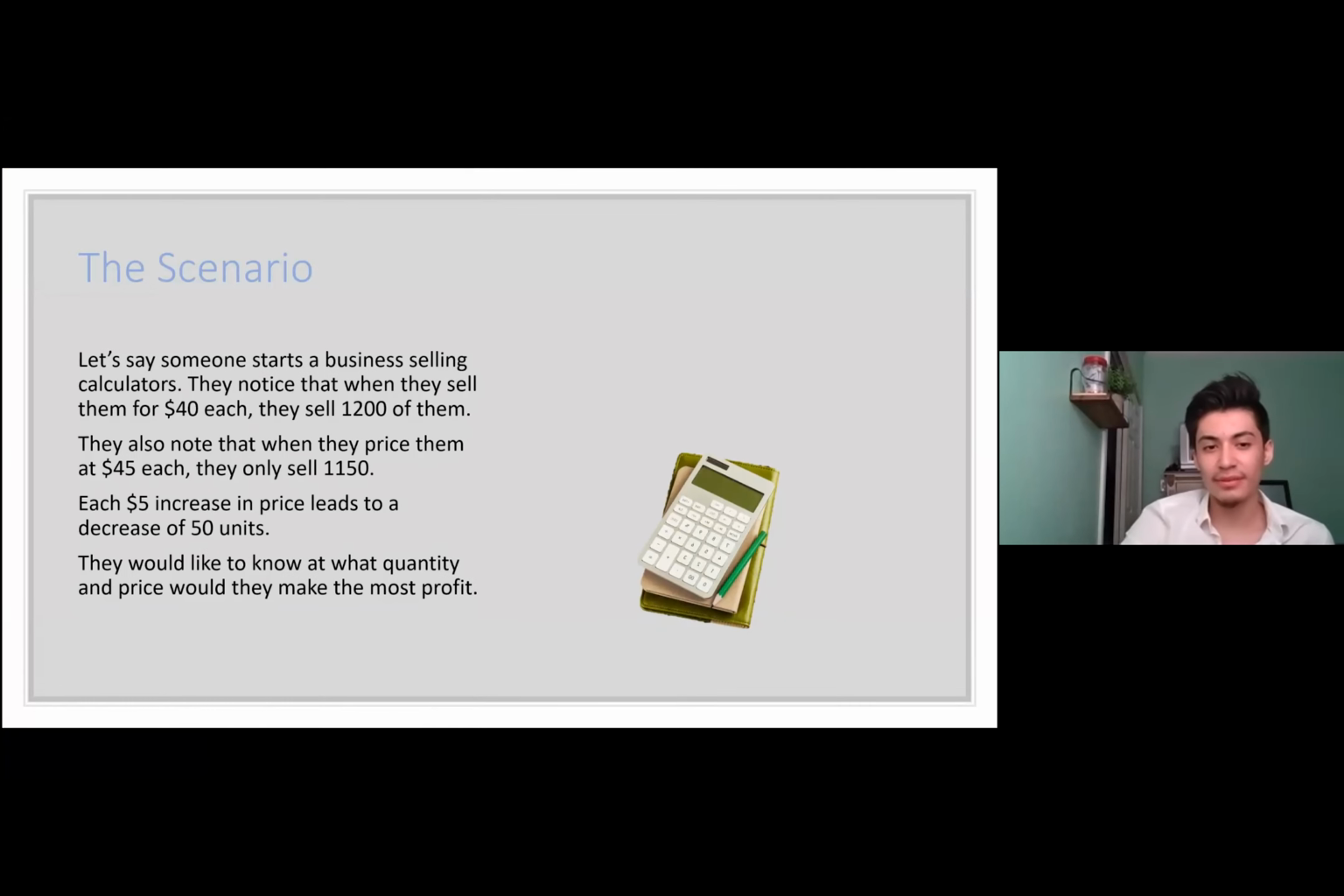Let's say a business wants to start selling calculators, and they notice that when they price the calculators at $40, they sell 1,200 of them. Whenever they price them at $45, they sell only 1,150. So with every $5 increase in price, there's a 50 decrease in units sold. They would like to know at what quantity and price they would make the most profit. And so how would we do that?